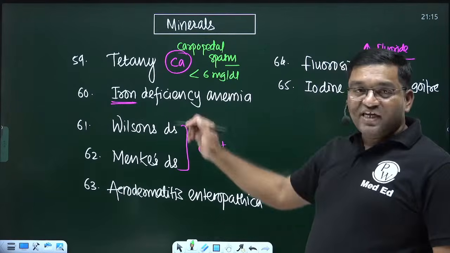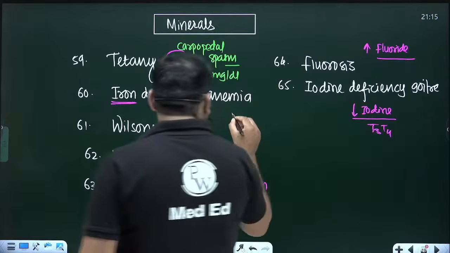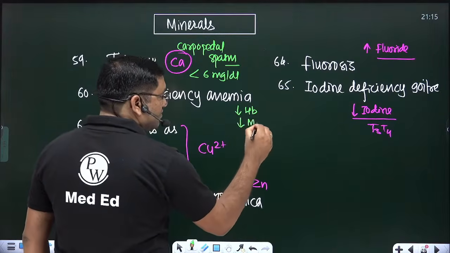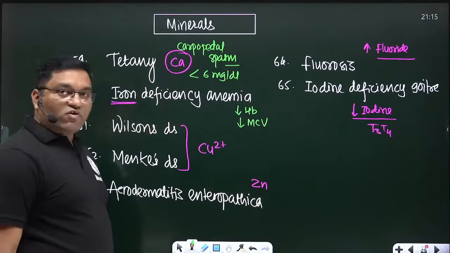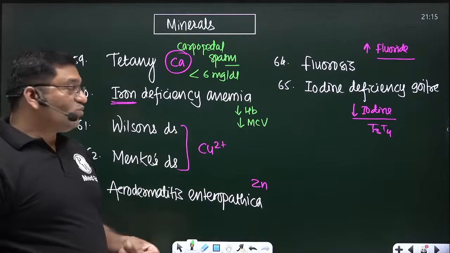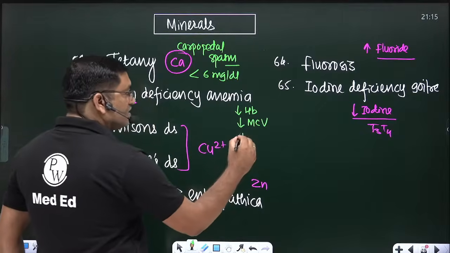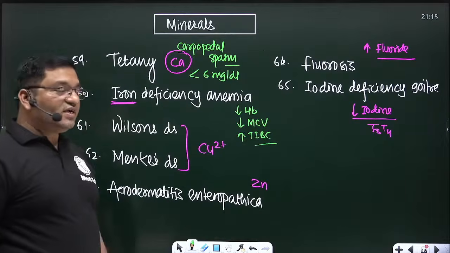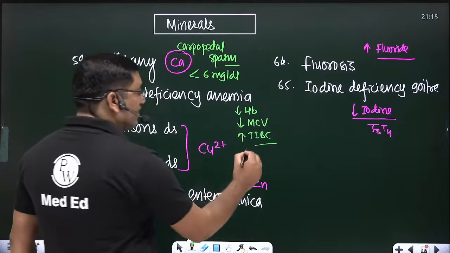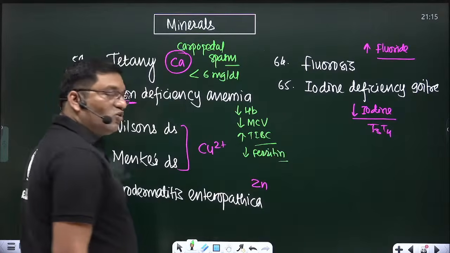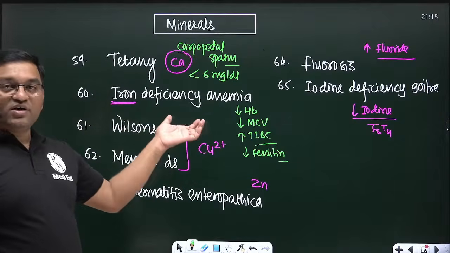Iron deficiency anemia. In iron deficiency anemia, there is decrease in the hemoglobin level, decrease in the MCV, mean corpuscular volume. It causes microcytic hypochromic anemia. There is increase in the total iron binding capacity and decrease in the ferritin level. These are the laboratory parameters in the iron deficiency anemia.